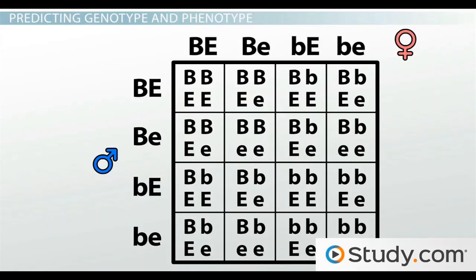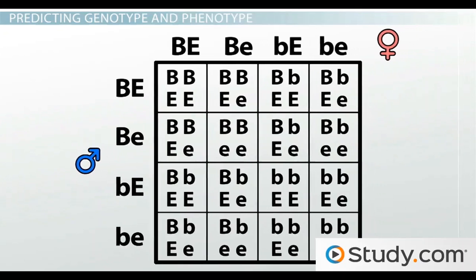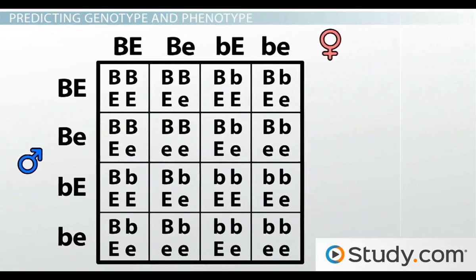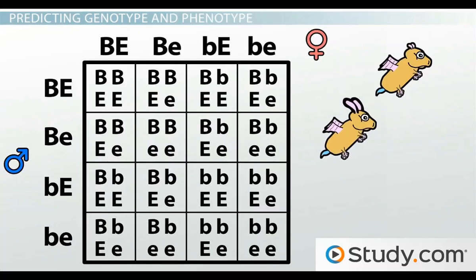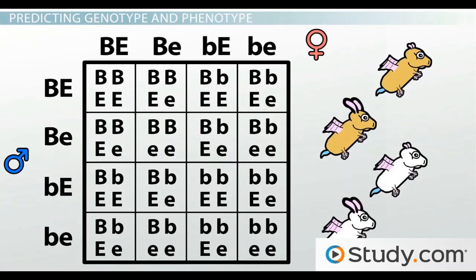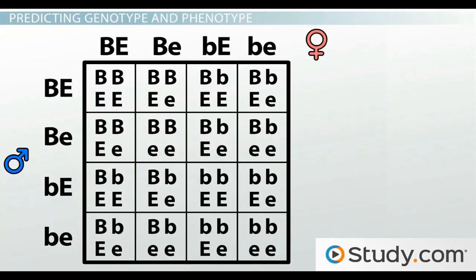So notice that the Punnett square allows us to predict that we will see 4 different phenotypes. We're going to get brown hamsters with little ears, brown hamsters with big ears, white hamsters with little ears, and white hamsters with big ears. The Punnett square also allows us to predict the ratio at which these different phenotypes will occur.